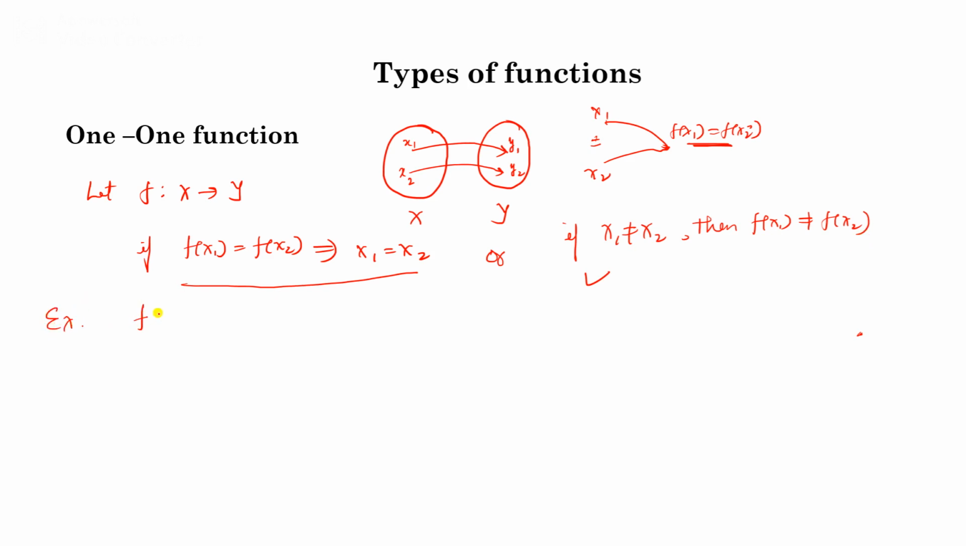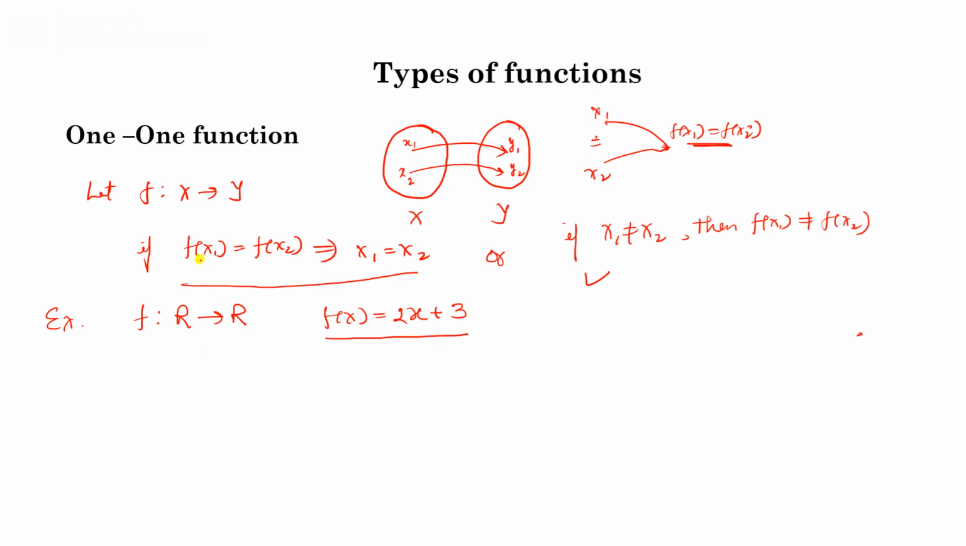Let's take one example. Suppose f is a function from R to R, a set of real numbers to real numbers, defined as f(x) equal to x plus 3. Now we have to show that this is a one-one function. So write it 2x plus 3. Then we have to show the function f(x) is a one-to-one function.